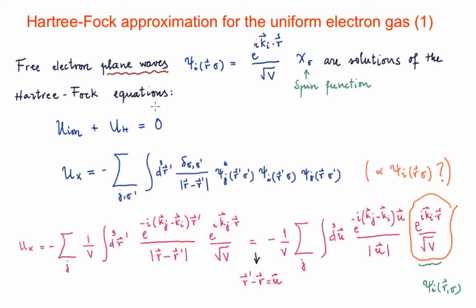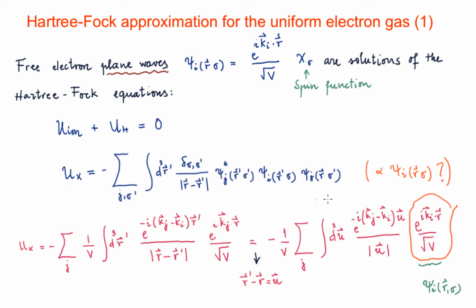First of all, as we already saw in the case of the Hartree approximation, the ion-electron contribution and the Hartree contribution cancel each other. The kinetic energy term is proportional to plane waves, as you can see. So in order to prove that the plane waves are solutions of the Hartree-Fock equations, we have to see that the exchange term, this UX, is going to be proportional to Psi, the plane wave associated to the I state.